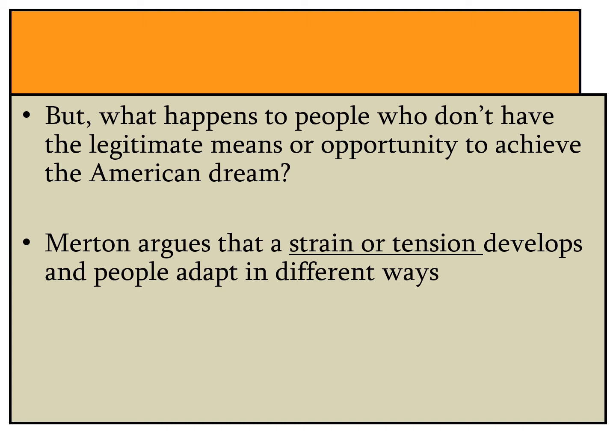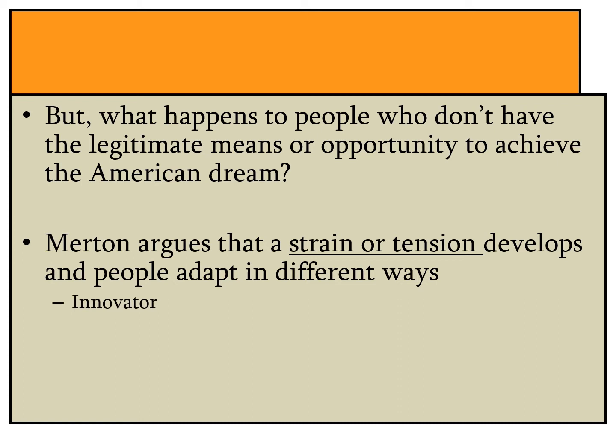And so the reality is that not everybody's able to go to college for whatever reason, whether they have kids and they have to work, or they don't have the resources, the money, or the time. So Merton argues here, what happens to these people where on the one hand they want to achieve the American dream, but on the other hand they don't have the ability or the means or the opportunity to achieve their dream? And he argues here that a strain or tension develops in these people's life. This is why the theory is called the structural strain theory. And in order to deal with the strain or tension, people adapt in different ways.